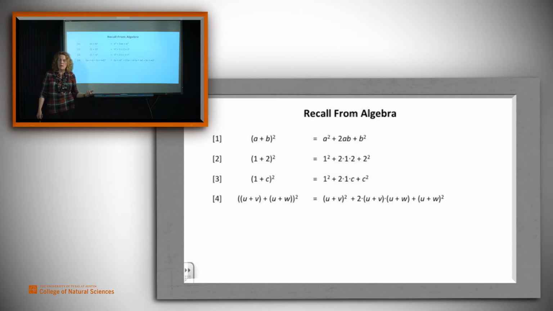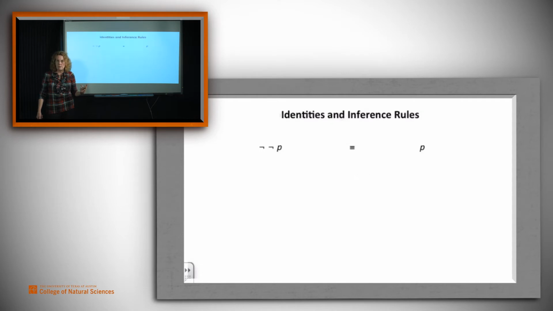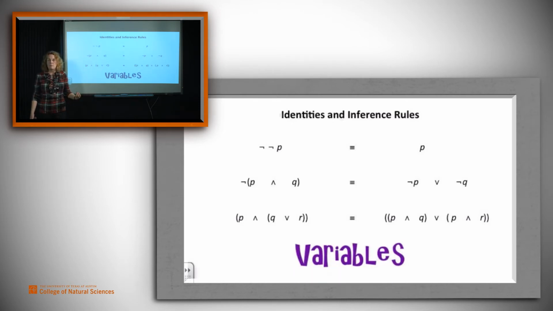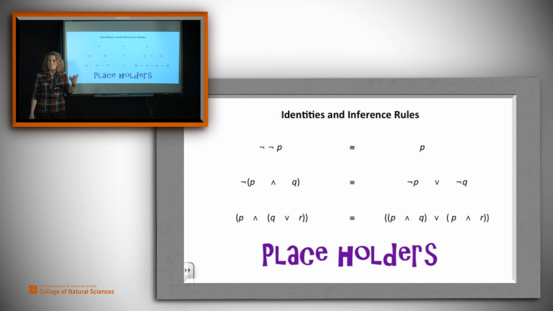What we want to see now is that the same is true of logical expressions. So when we write identities and inference rules, we write something like this: double negation. Not not p is equivalent to p. Or let's use two variables: not (p and q) is equivalent to not p or not q. That was De Morgan. Or we can assert a distributivity property involving p, q, and r. What are p, q, and r in these sorts of expressions? And the answer is they're variables. Or if you want to think of it, they're placeholders for whatever expression we wish to place in there.